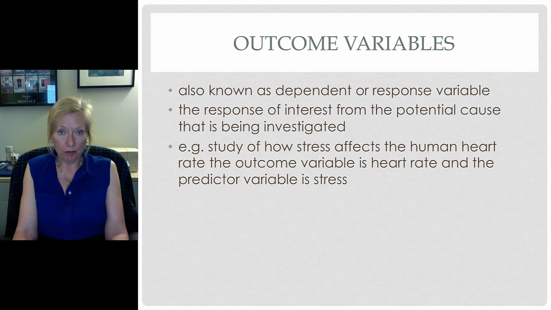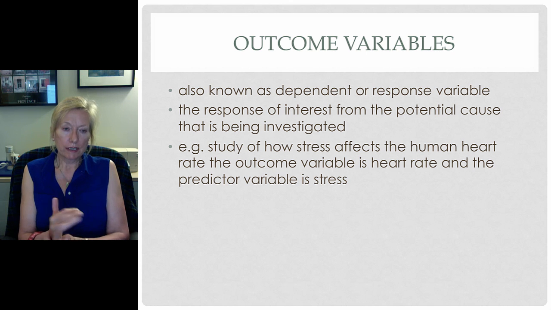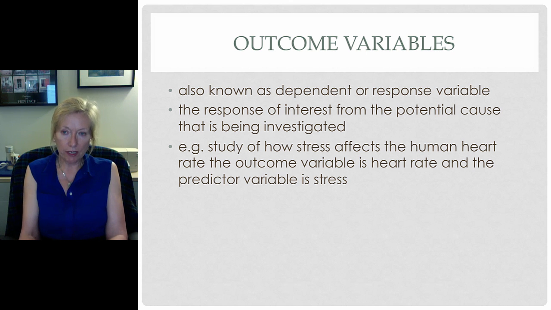Your outcome variable is also known as the dependent or response variable. It's a bit confusing because they've all got different names in different places. But this is what you're most interested in. It's the response of interest from the potential cause that's being investigated. For example, if you're going to study how stress affects the human heart rate, the outcome variable is the heart rate and the predictor variable is the stress.